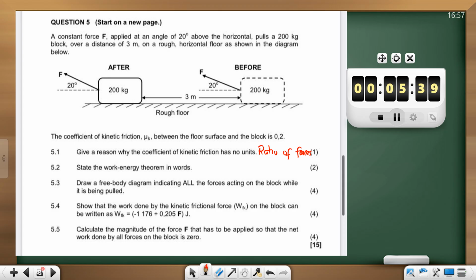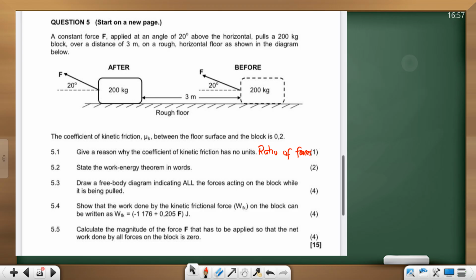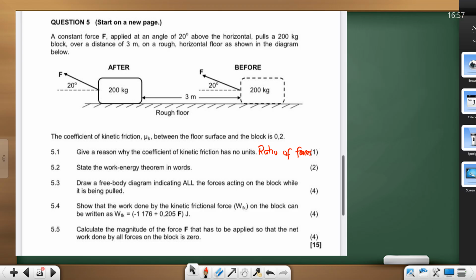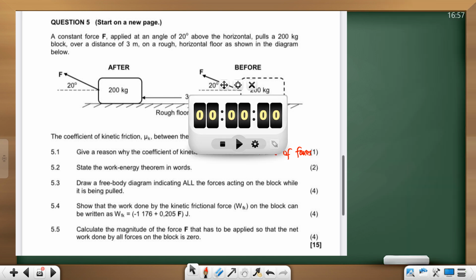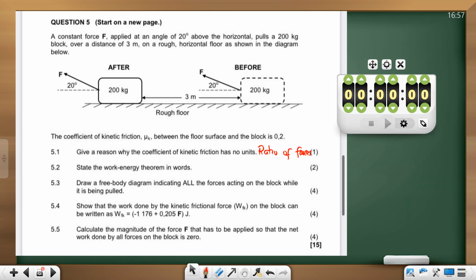Work energy theorem, please. Don't say you know it. Please write it. And draw. Why am I giving you 6 minutes? There's no single calculation here. 3 minutes, please. There is no single calculation on that. We can't be playing like that. 2 minutes, 30 seconds.